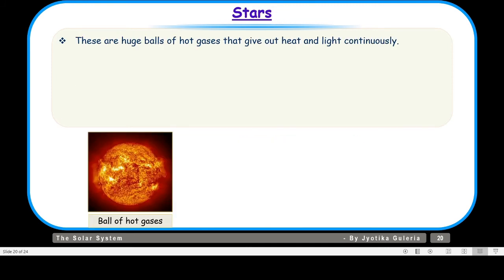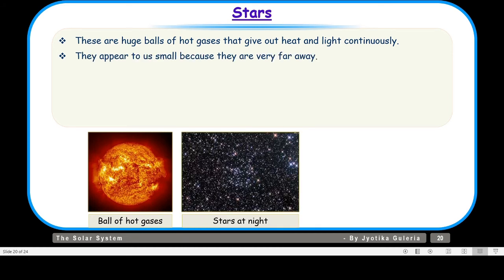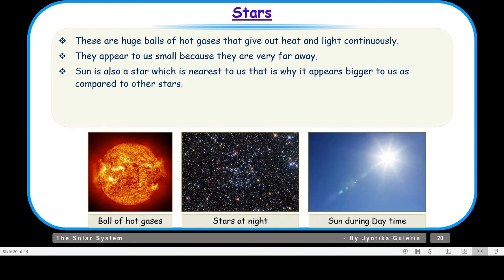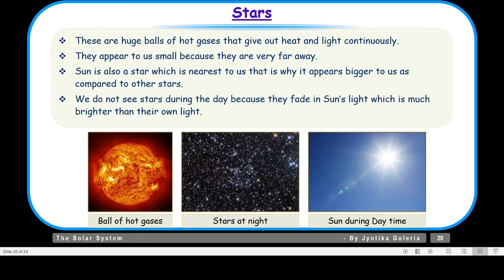Children, another celestial body that we see twinkling in the sky are stars. These are huge balls of hot gases that give out heat and light continuously. They appear small to us because they are very far from us. The sun is also a star, the one nearest to us. That is why it appears bigger to us compared to other stars. We do not see stars during the day because they fade in the sun's light, which is much brighter than their own light. So the light of the sun does not allow us to see the rest of the stars in the sky. We can see them only at night.